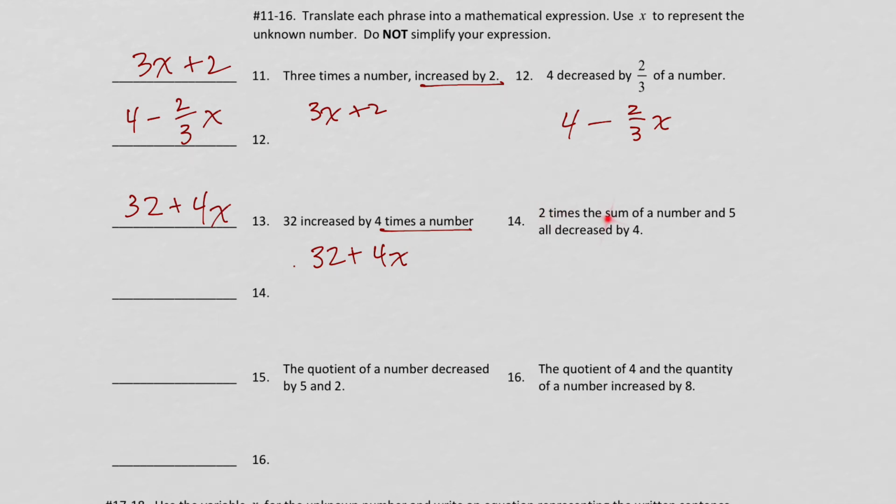2 times the sum of a number and 5. So the sum of a number and 5, that's x plus 5. Then 2 times that, 2 times the entire sum is that, and that's all decreased by 4.